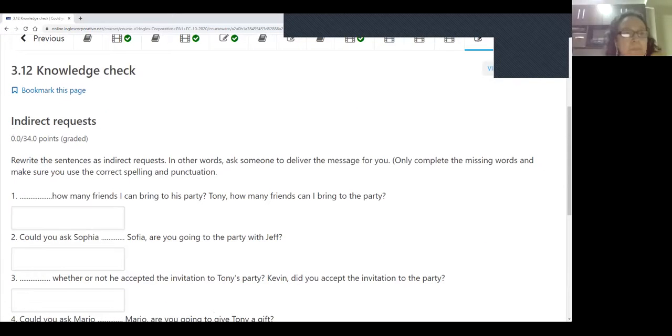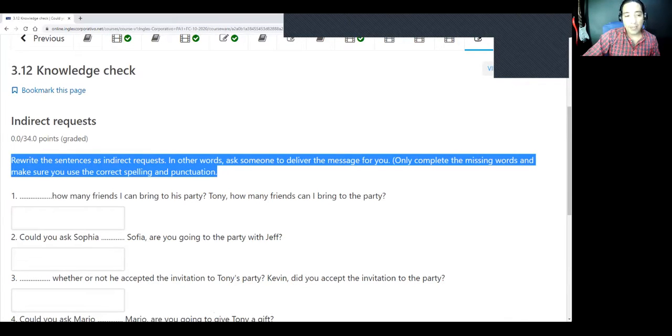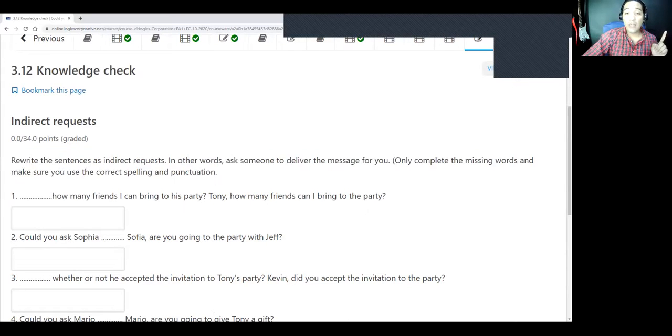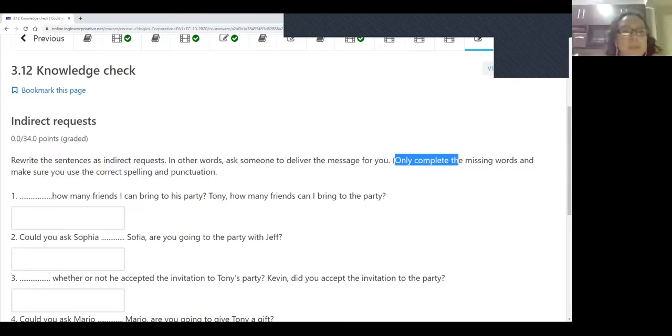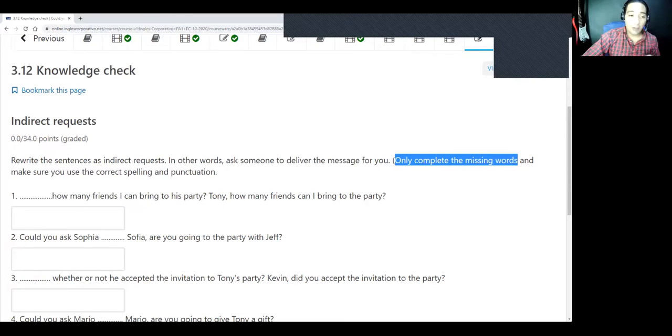And this is the same thing. Now, please always read the request, okay? Read the explanation of what you're supposed to do. Rewrite the sentences as indirect requests. In other words, ask someone to deliver the message for you. Only complete the missing words and make sure you use the correct spelling and punctuation. Only complete the missing words. That's all you're gonna do. You're not gonna rewrite everything.